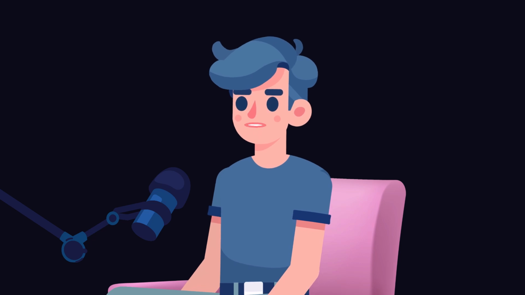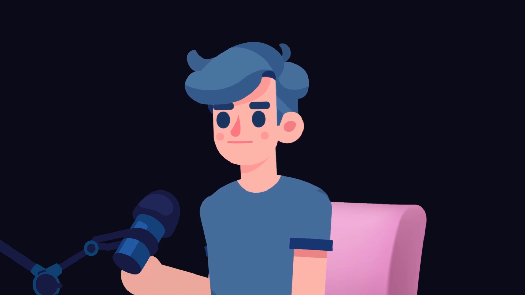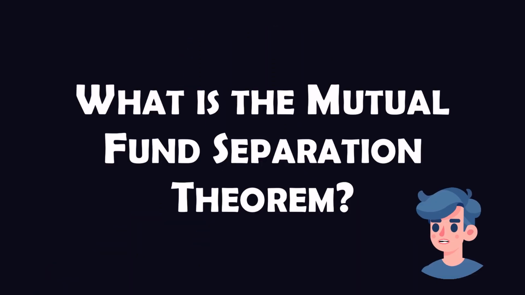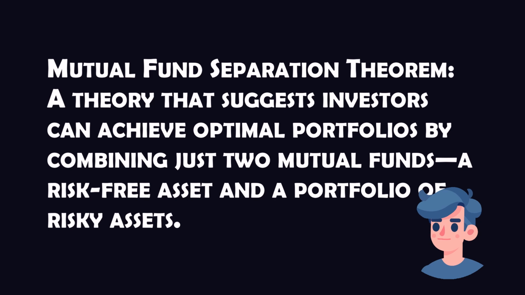By the end of this video, you'll have a comprehensive understanding of what the theorem is, how it works, and why it's influential in the world of finance. Let's get started. The mutual fund separation theorem is a pivotal concept in modern portfolio theory. Essentially, it posits that all investors, regardless of their risk preferences, can achieve an optimal portfolio by combining just two mutual funds, a risk-free asset and a market portfolio of risky assets.